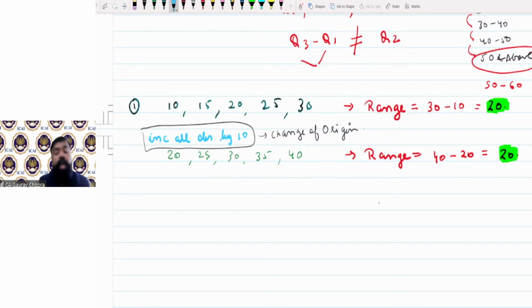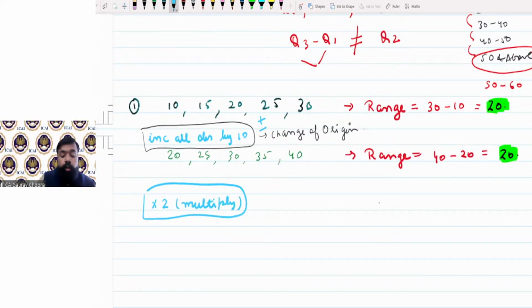Now what will happen if we decrease by 10? Again, the range will remain the same. So whether you increase the number or decrease the number, add or subtract, range will remain same. But if we multiply the whole series by 2, let's check this time. Multiply the series by 2. So this is basically change of scale.